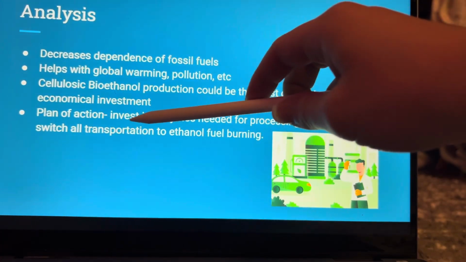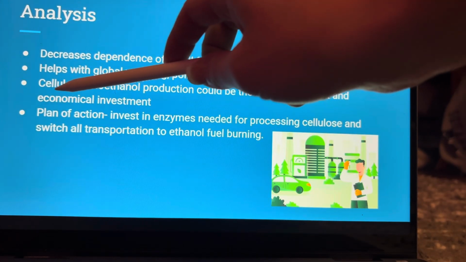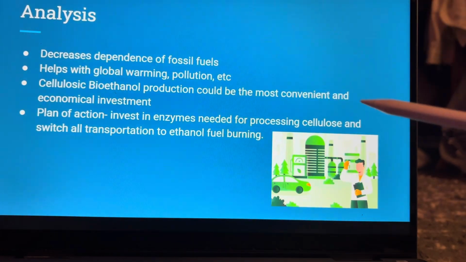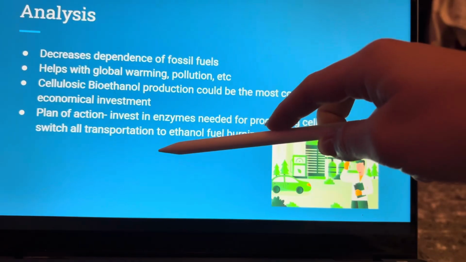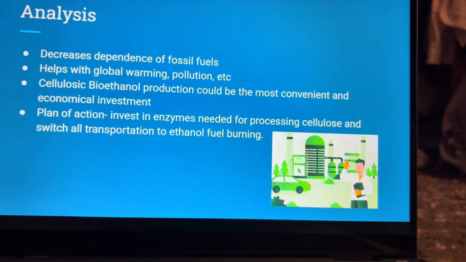So our plan of action would be to invest in the enzymes that are converting cellulose to the sugar before we ferment it, and also switching all of our transportation fuels to ethanol from gasoline.